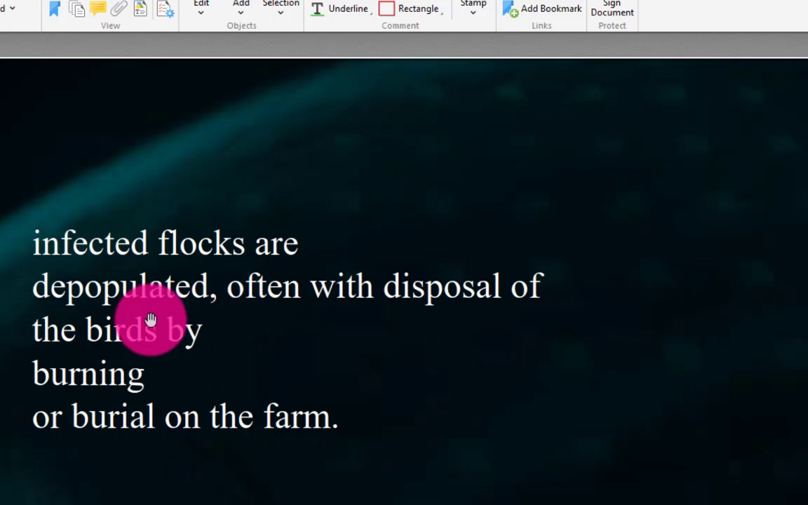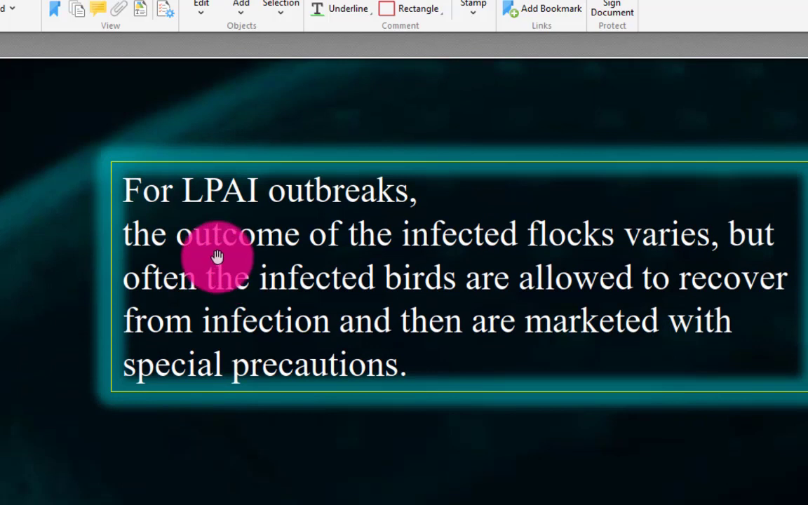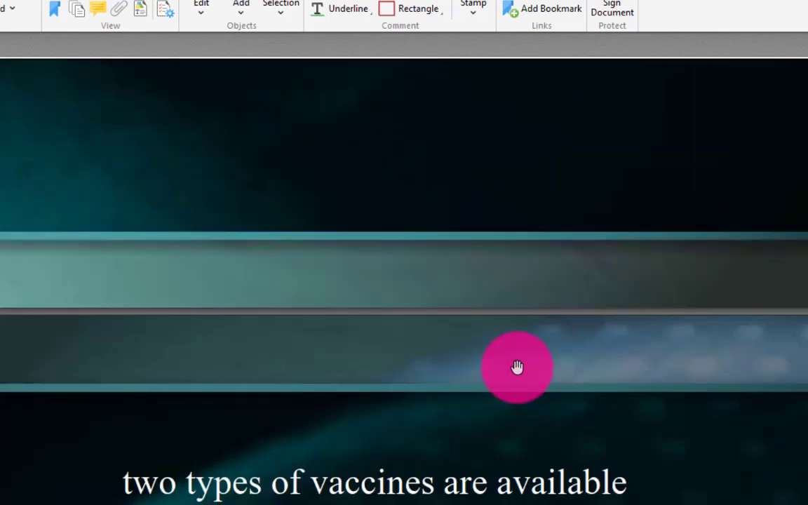Infected flocks are depopulated, often with disposal of the birds by burning or burial on the farm. For low pathogenic avian influenza outbreaks, the outcome of the infected flocks varies, but often the infected birds are allowed to recover from the infection and then are marketed with special precautions.